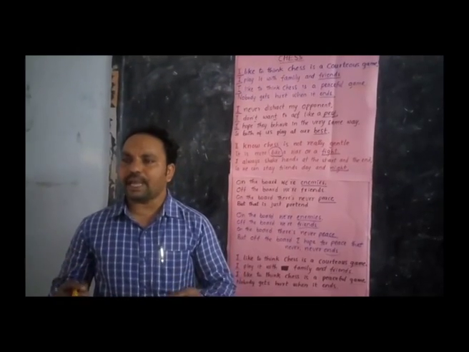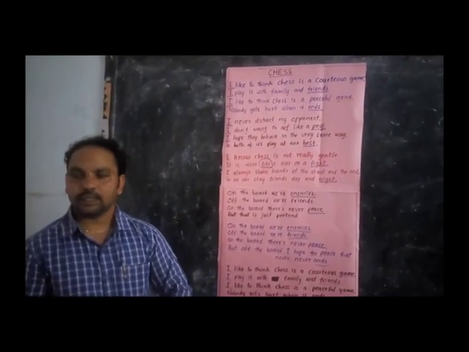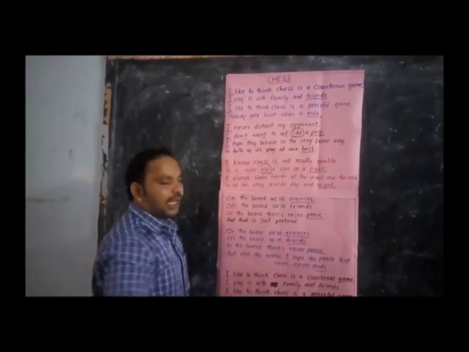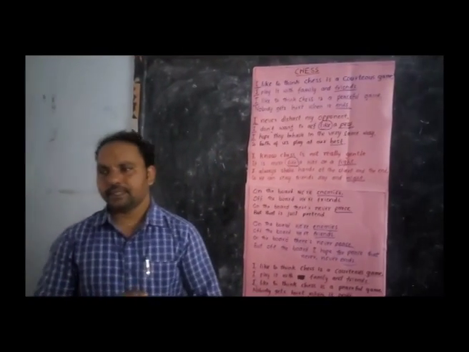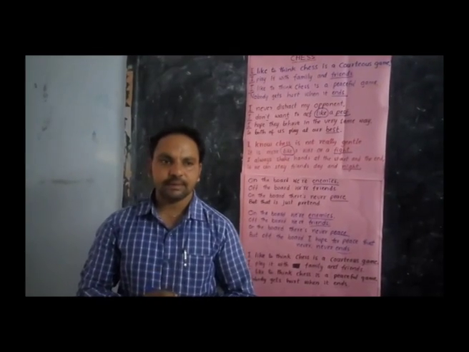Can you identify a simile in this poem? Yes, sir. Where is it? "Like a pest." So here also "like" is used to compare. So it is also called a simile. Have you all understood, children? Yes, sir. Very good. Okay, children.